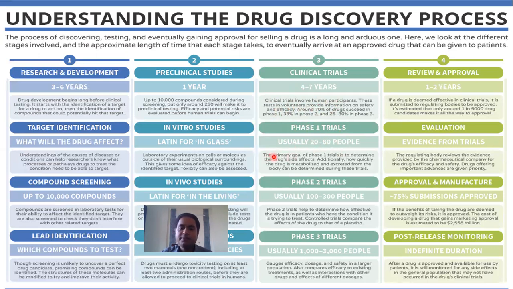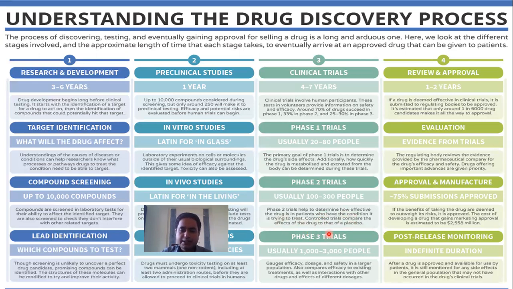The primary goal of the phase 1 trial is to determine the drug side effects. Additionally, how quickly the drug is metabolized and excreted from the body can be determined during this trial. The phase 2 trial consists of about 100 to 300 people, and it helps to determine how effective the drug is in patients who have the condition it is trying to treat. The control trial compared the effect of the drug to that of a placebo.